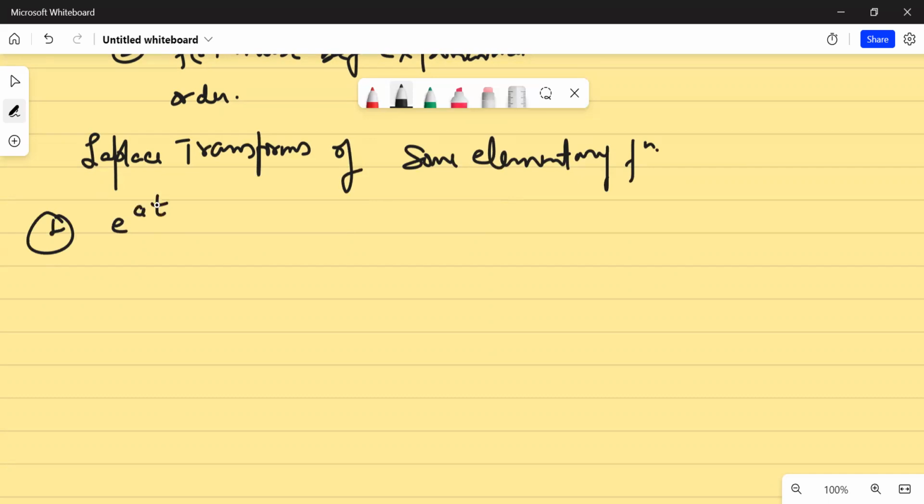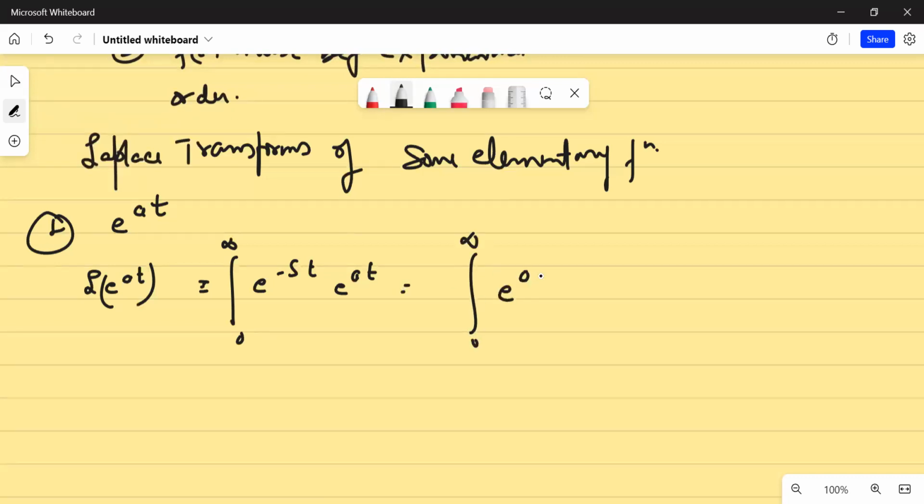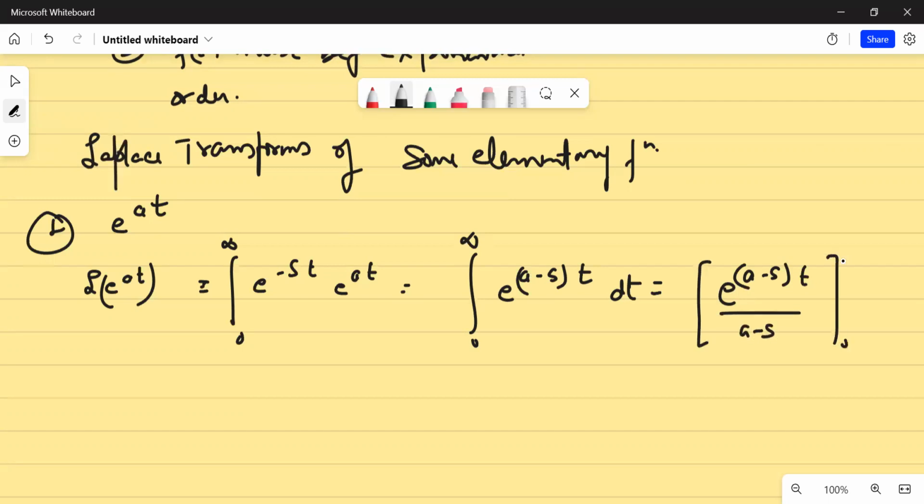The first example is e to the power at. One needs to find what would be the Laplace transform of this particular function. One can say integral of e to the power minus st, e to the power at from 0 to infinity. This will be the Laplace transform of e to the power at, isn't it? And how to write? It will be integral from 0 to infinity of e to the power (a minus s)t dt, and this will be e to the power (a minus s)t upon a minus s from 0 to infinity.